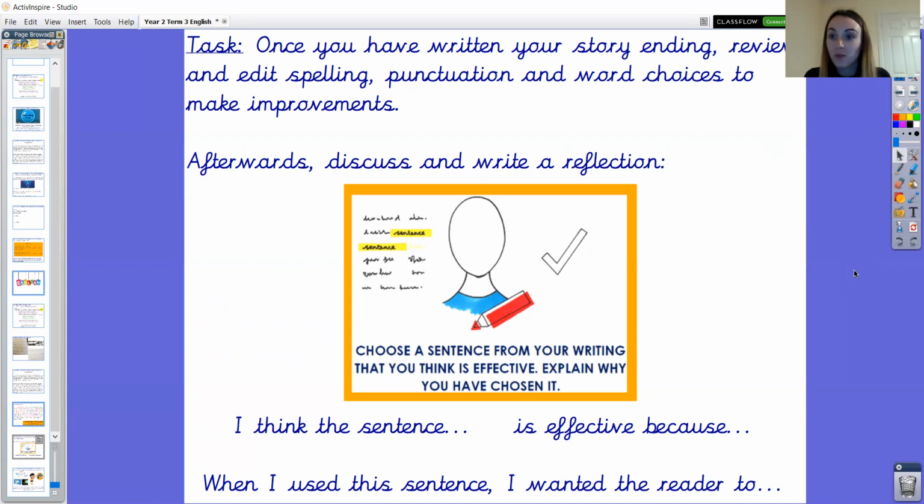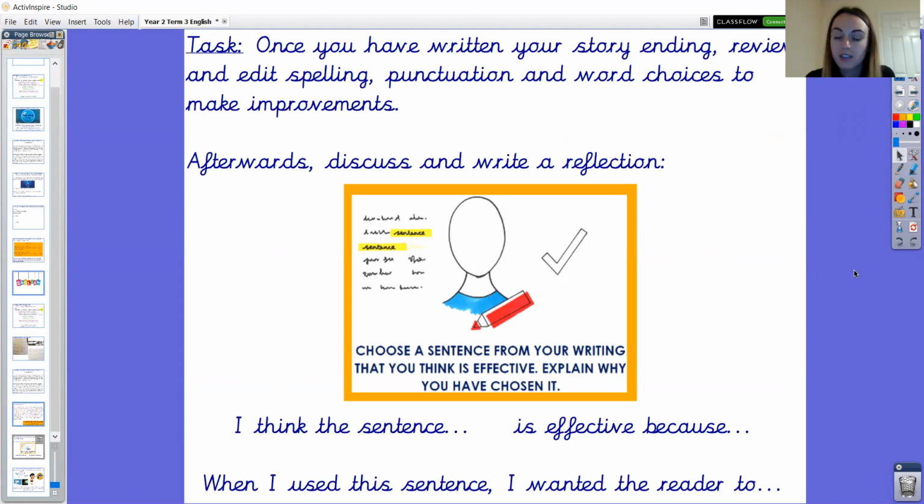So the reflection sticker we have today says, choose a sentence from your writing that you think is effective. Explain why you have chosen it. Okay, so normally we'd use our yellow highlighters, wouldn't we? So I've used a stem sentence here to help you. You might like to rewrite the sentence in the gap, or I'm just thinking you might like to tick it in the margin if that's easier. If you do choose to tick it, you might have to edit the start of this stem sentence instead to say, I think this sentence is effective because.